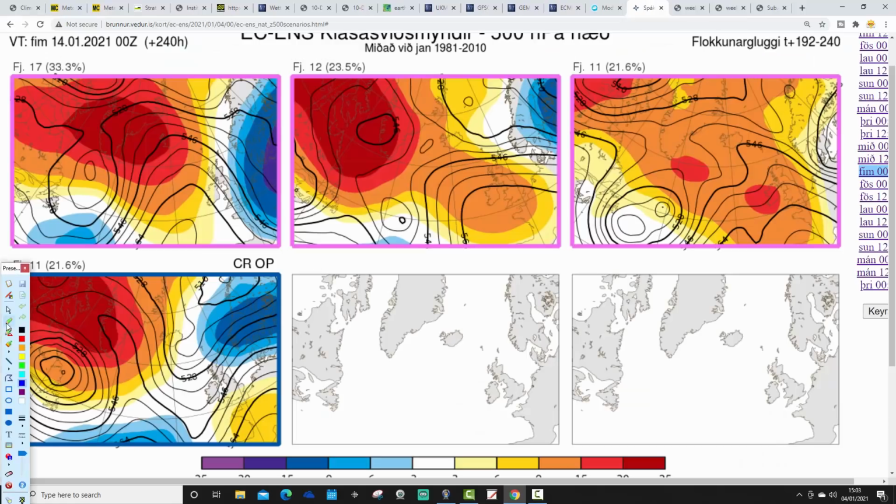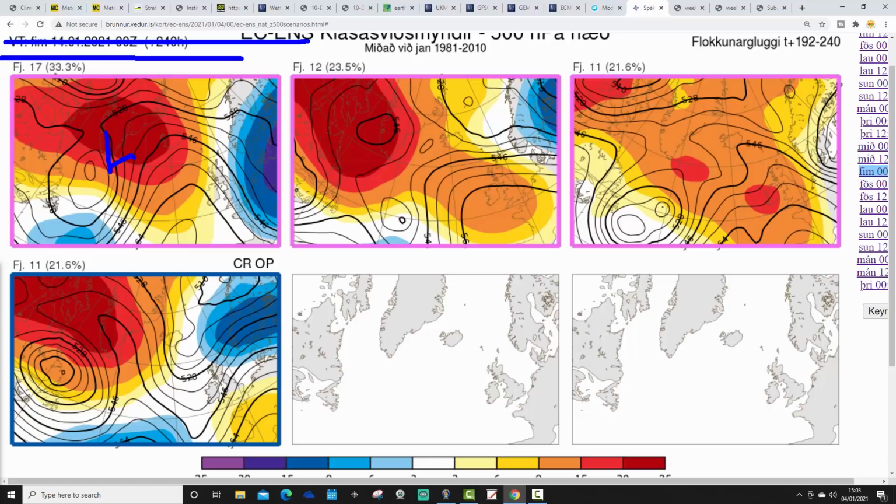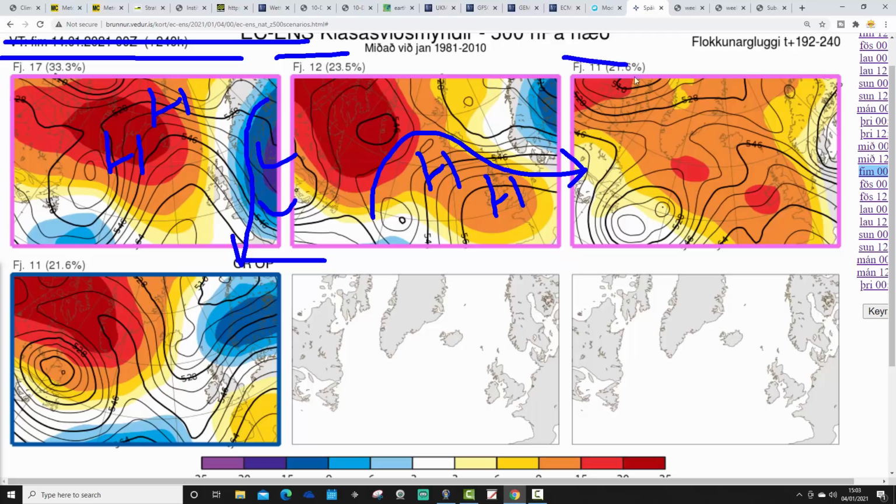These are the options on the table in the ECM ensembles today for day 10, which gets us to the 14th of January. 17 members of the ECM ensembles have high pressure to our north and northwest, low pressure to our east and southeast. Winds will be coming in from a northeasterly direction, so that's still quite cold. 12 have high pressure over and just to the west of the country, winds a little bit more westerly, so mainly dry but quite cold with that. 11 have high pressure just out to our west, winds in from the north, so mainly dry and quite cold there.